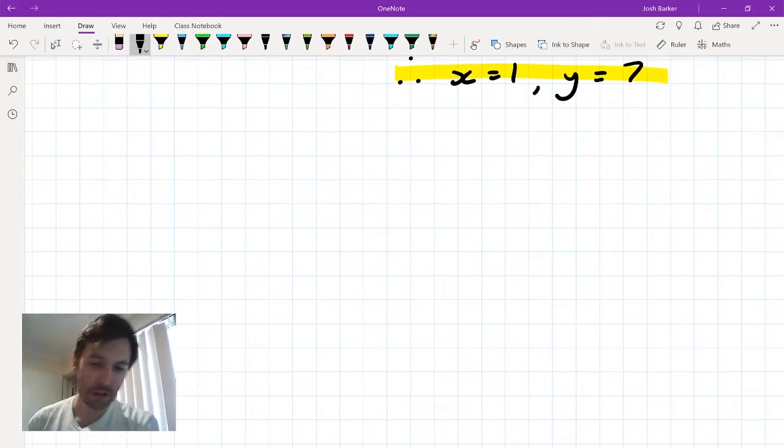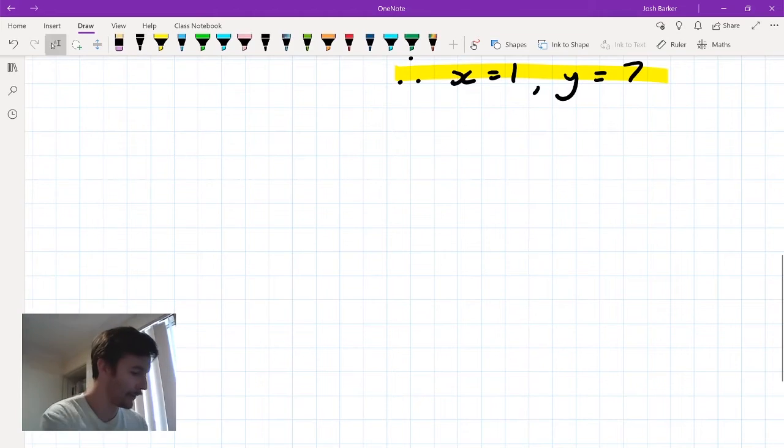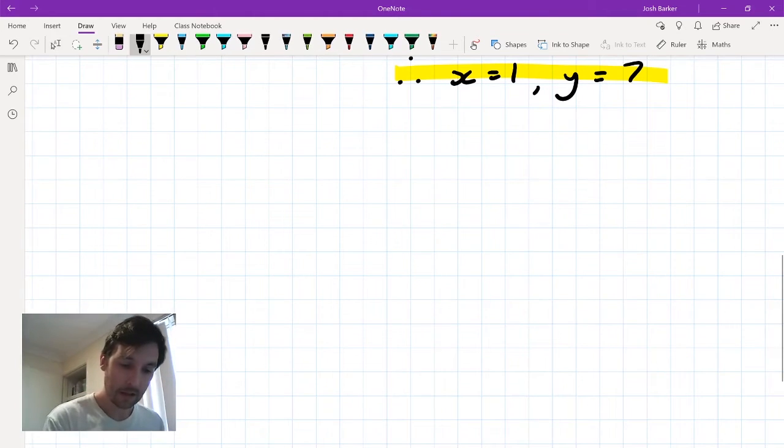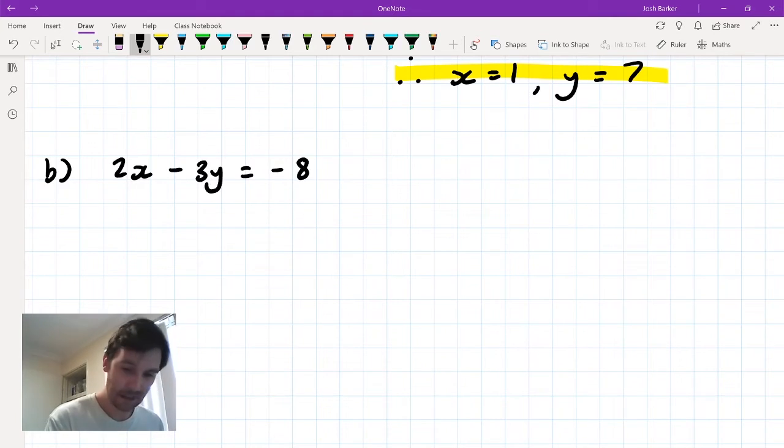Alrighty. Now if you'd like to hang around, we'll do another couple of questions, which I will now copy down. We'll call this one example B. So we've got 2x minus 3y is equal to negative 8. I'm just going to call that equation 1 in advance. And y is equal to x plus 3.